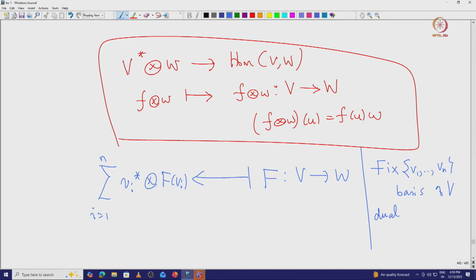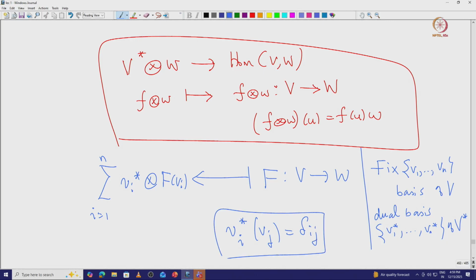So, the dual basis we call V 1 star, etcetera, V n star. This is the basis of V star. How is the dual basis defined? It is defined by the following equation: V i star of V j is given by exactly delta i j. So, this equation defines the dual basis, and they are elements in V star and they form a basis for V star. And using this dual basis, you can actually map this given capital F to this element, and that gives you the inverse map for this map.